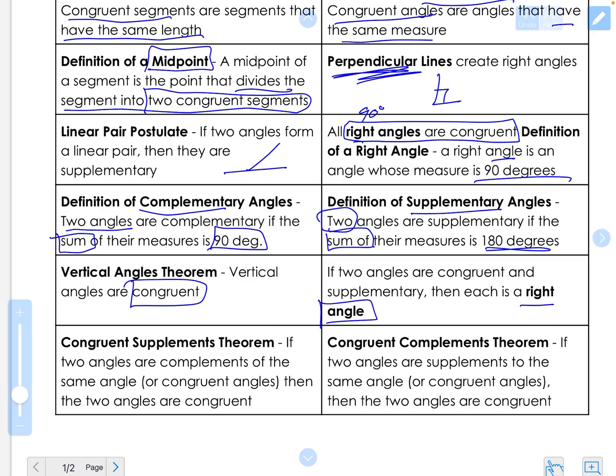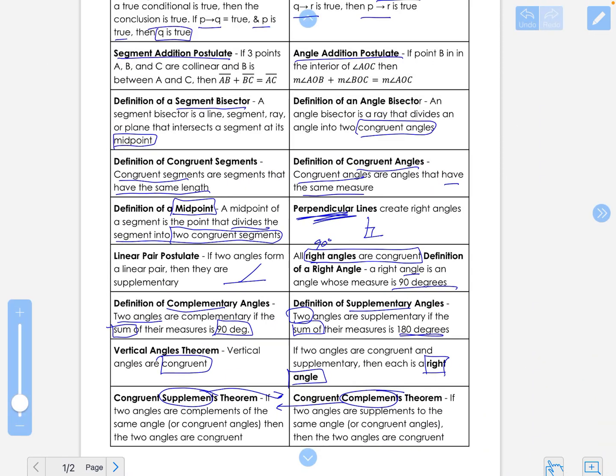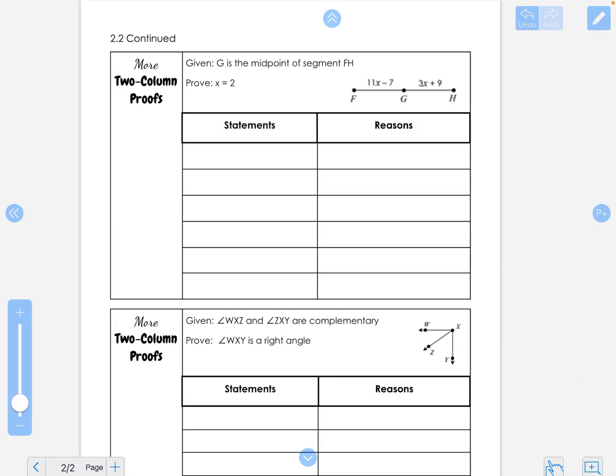Our congruent complements theorem: if two angles are complements of the same angle, or they're congruent, then the two angles are also congruent. Same thing for, I switched these up. So that's supposed to say supplements, and that one's supposed to say complements. If two angles are supplements to the same angle, then those two angles are congruent. And so these are going to be the rules that we use to prove these geometric problems.